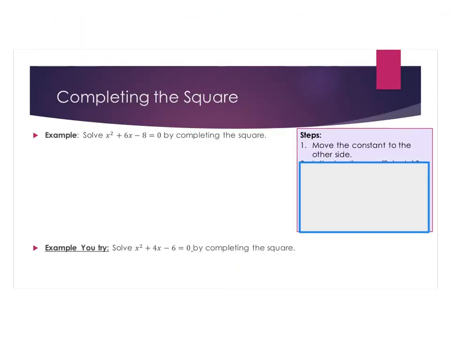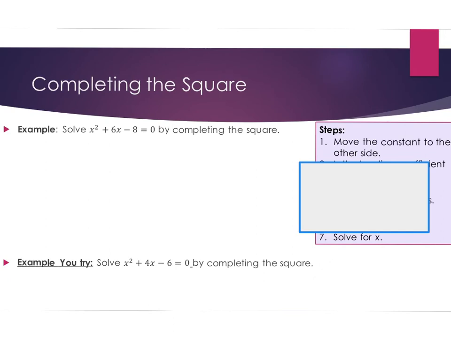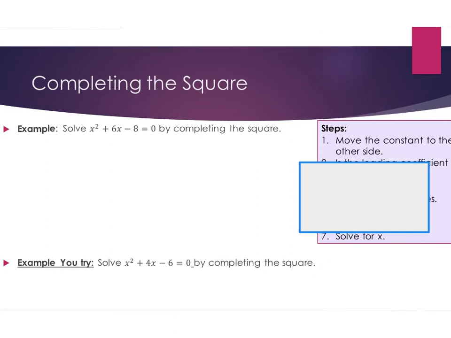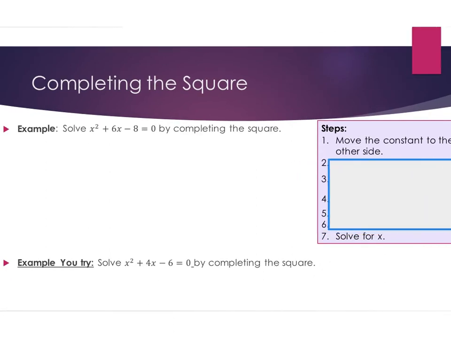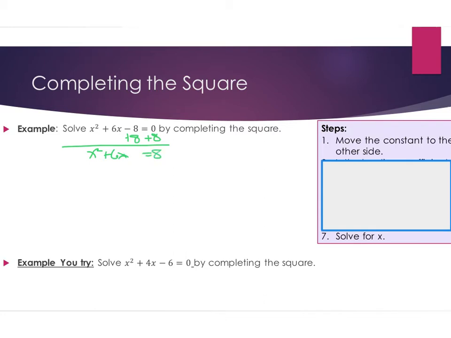Next thing we'll do is actually solve one of these by completing the square. The first step, if we look in our box, is to move the constant to the other side. What that means is we will take that 8 and move it to the other side of the equation. So x squared plus 6x equals 8.